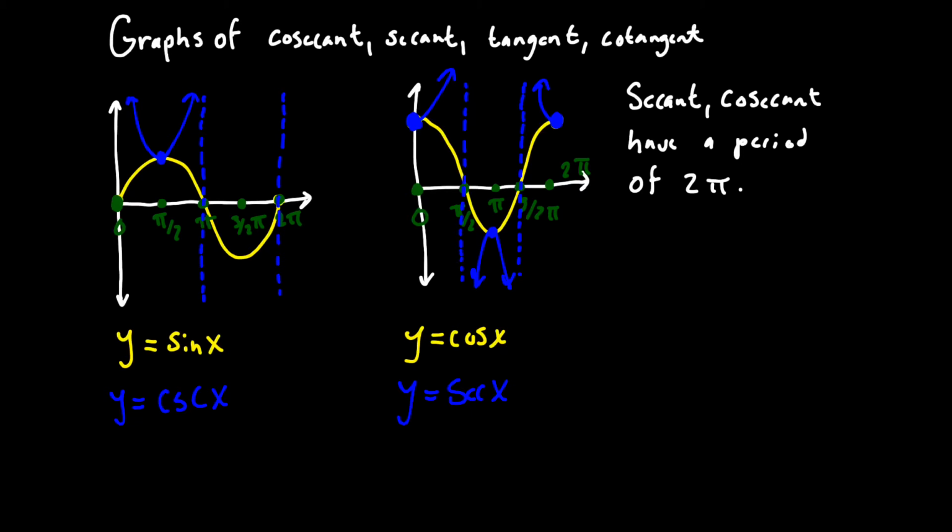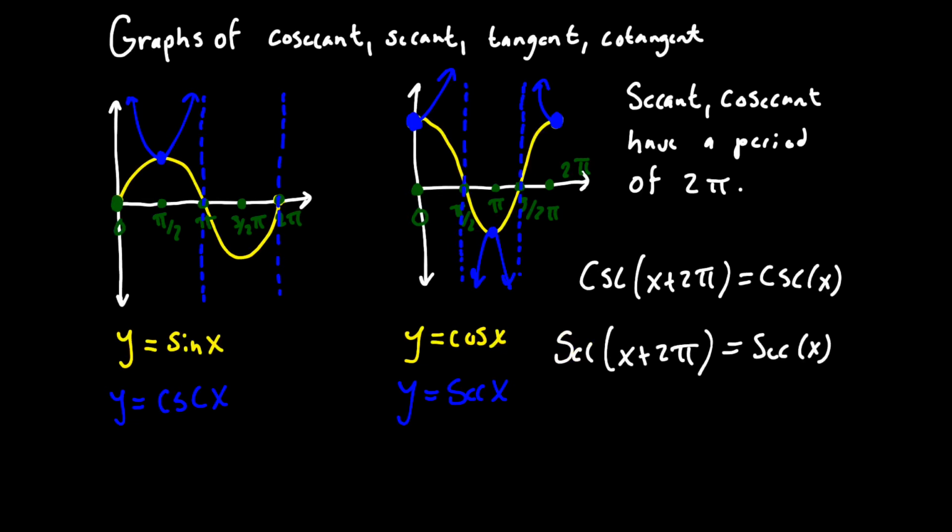Writing this symbolically, this is equivalent to saying cosecant evaluated at x plus 2 pi is equal to cosecant x, and secant evaluated at x plus 2 pi is equal to secant x. And I just noticed that cosecant is missing a part of the graph, so let me go ahead and fill that in. This is the remaining part of our cosecant graph that we were missing.